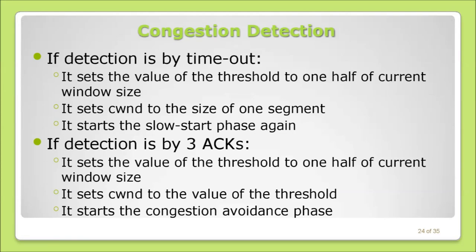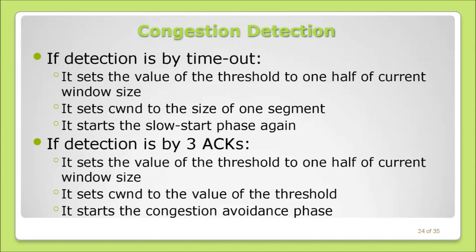So what is threshold? Threshold is basically the value which is set by the transmitter. Second point, it sets CWND to the size of one segment. We have discussed CWND, which is the window size, and this is about one segment. And the last point, it starts the slow start phase again. About slow start we have discussed in our previous slide. If there is congestion, the sender will start sending data at a slow pace. So in this way we can detect congestion.